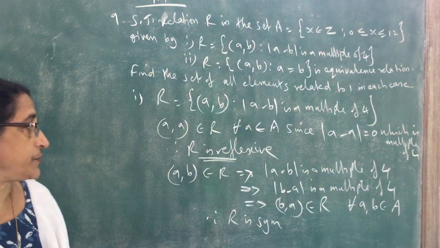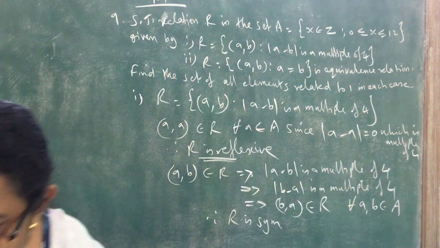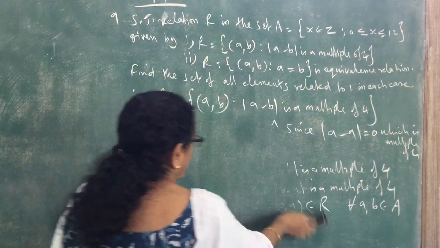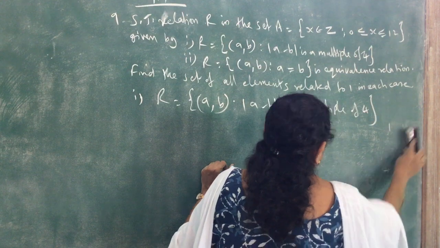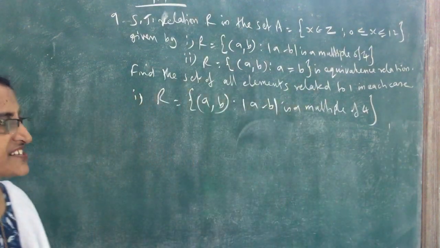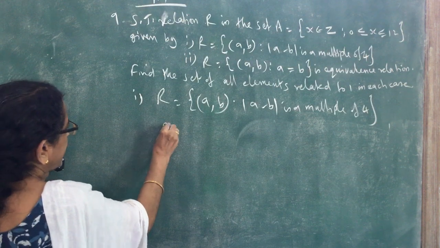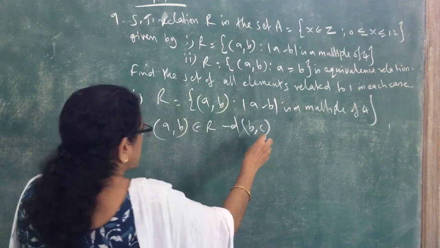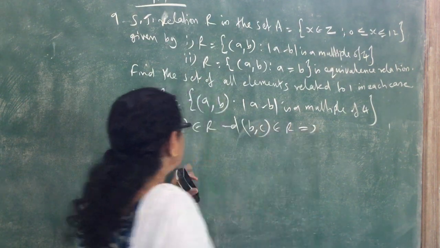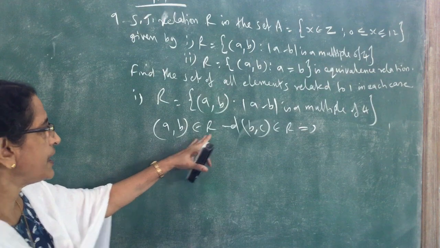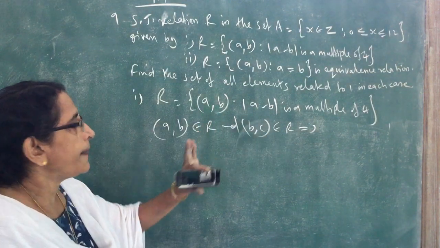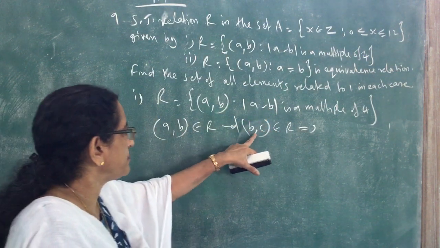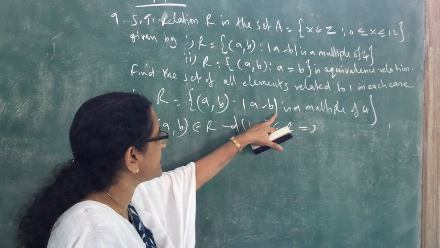Now we can prove transitive. For that we can take (a, b) belongs to R and (b, c) belongs to R. So if (a, b) is an element of the relation and (b, c) is also an element of the relation, then we can write modulus a minus b is a multiple of 4 from this, and from (b, c) belongs to R, modulus b minus c is a multiple of 4.